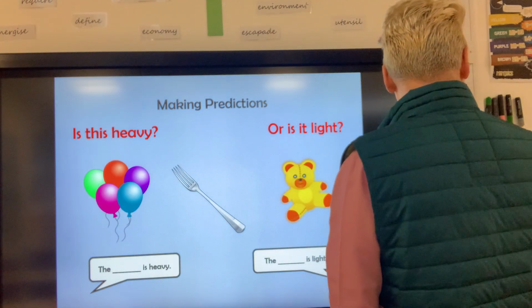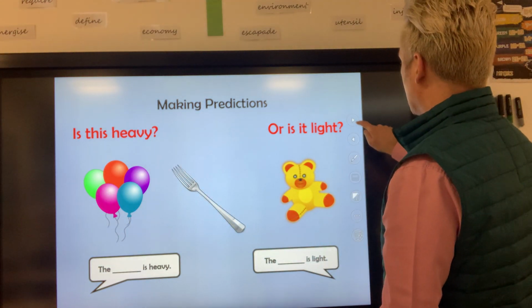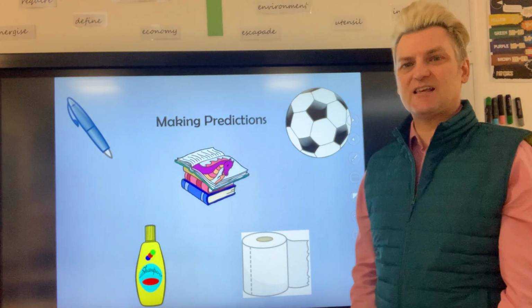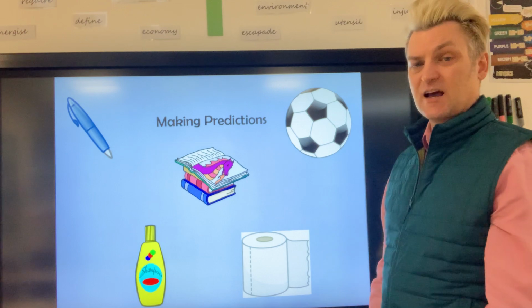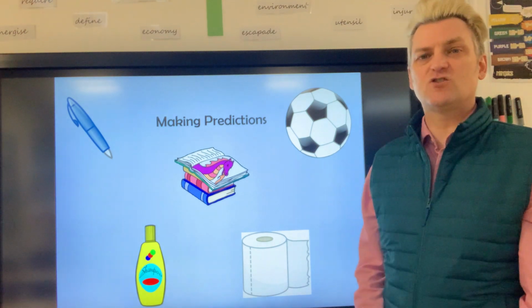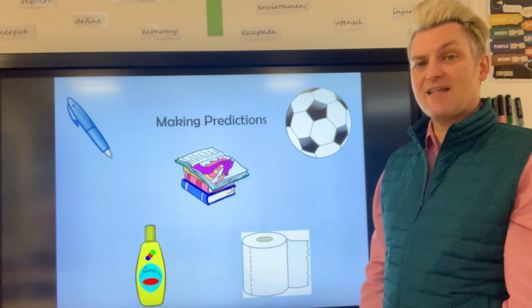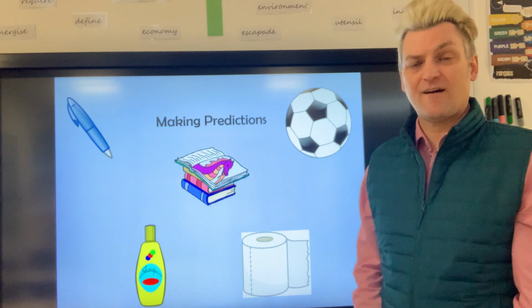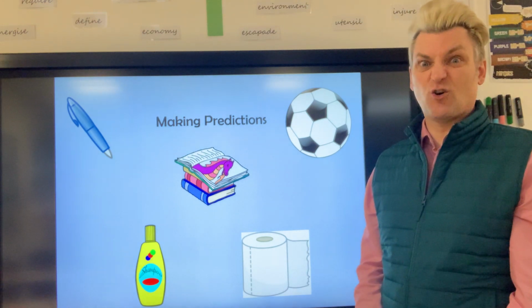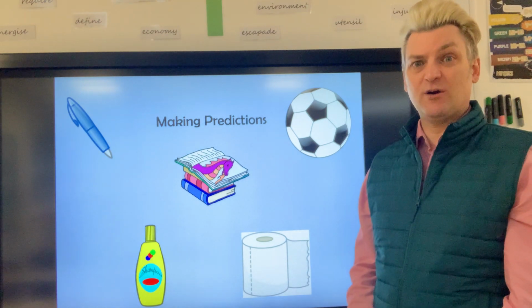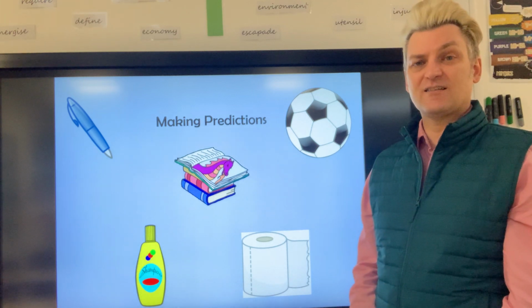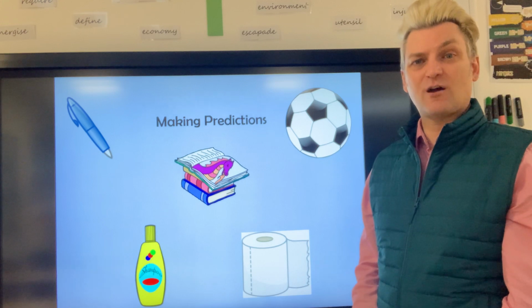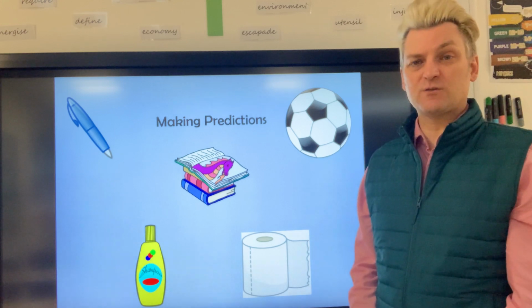Right, let's have a look at the next slide. Because I want you to see if you can find some things in your house. And it might not be all of these things I've got on the board. These are just some ideas. I've got a pen, I've got a football, I've got some books, I've got a toilet roll, I've got a bottle of shampoo. But you might have a look in your toy box and see what you can find in there. You might be able to go through some of the kitchen cupboards with a grown-up as well.